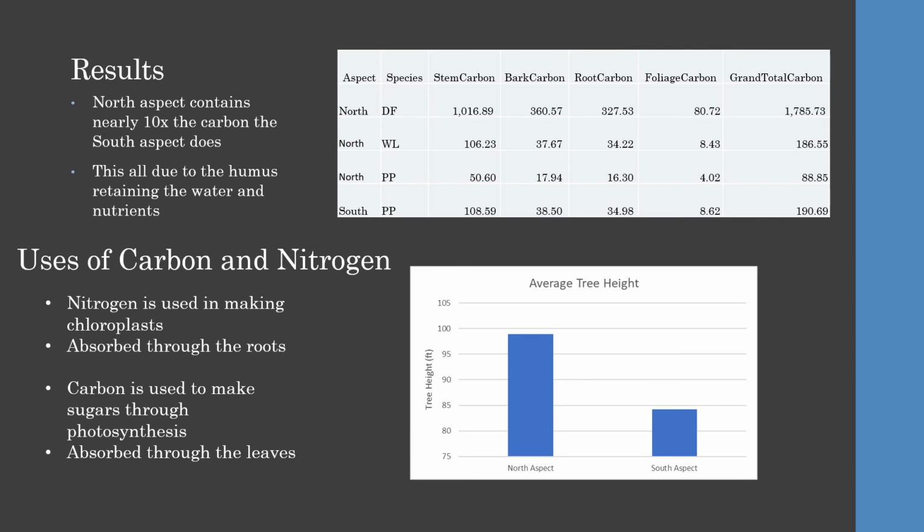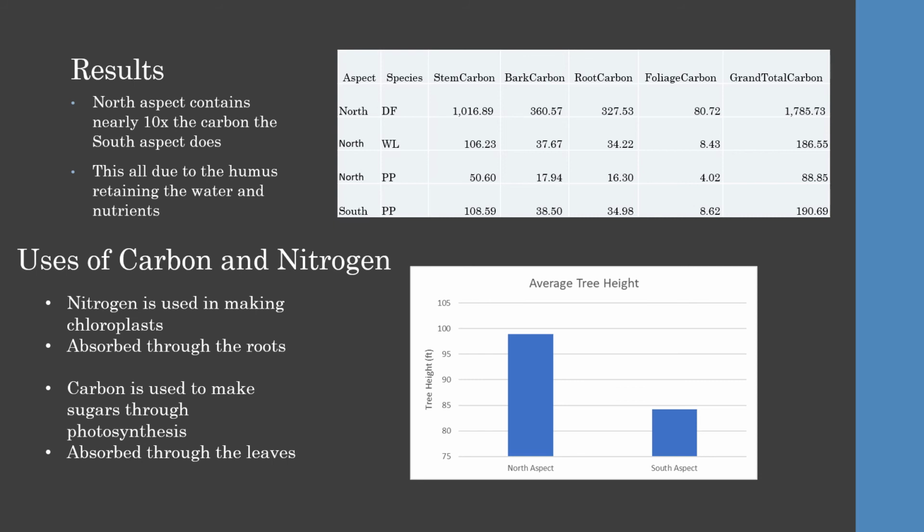The moister conditions and higher nutrient availability provided by the humus allows the plants to grow taller, which in turn allows more carbon to be stored in them. They then provide more nitrogen to the soil when they decompose, which creates a snowball effect in soil richness.